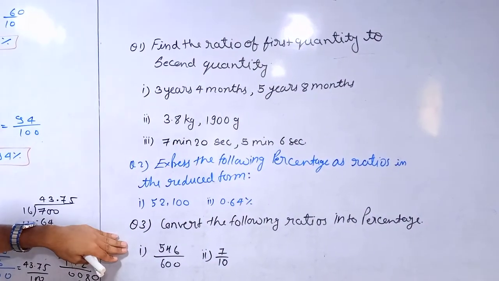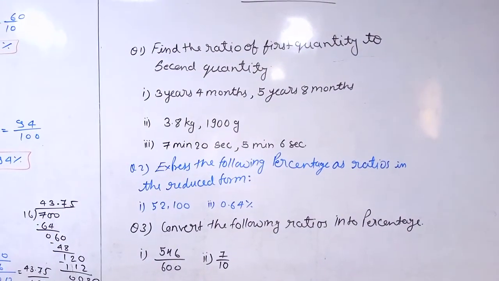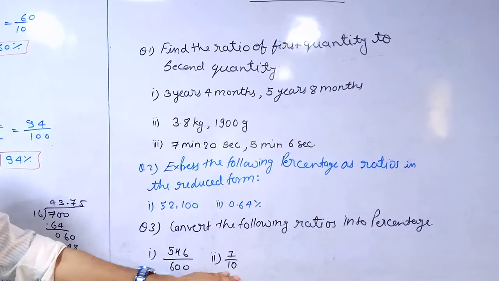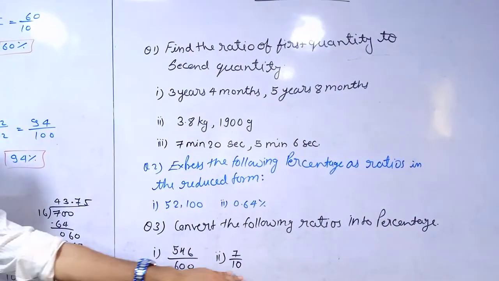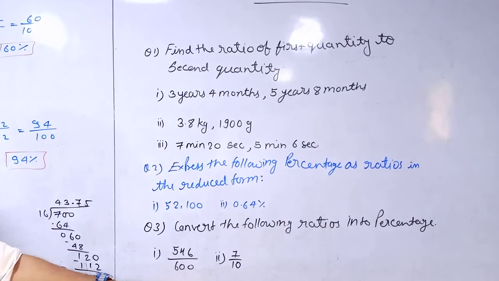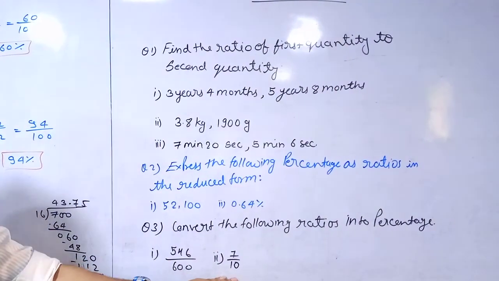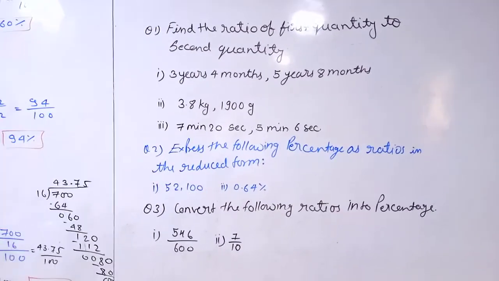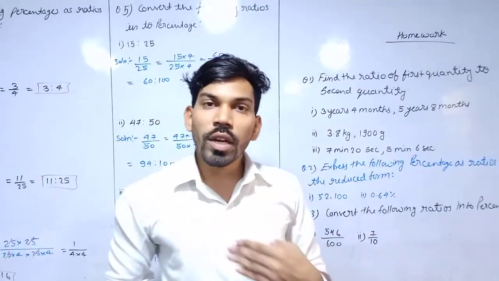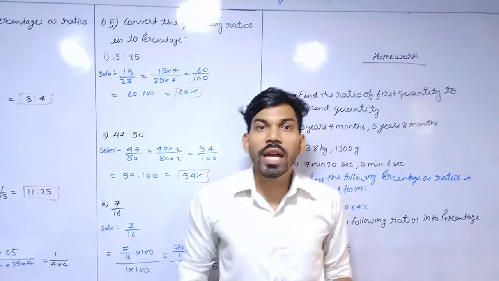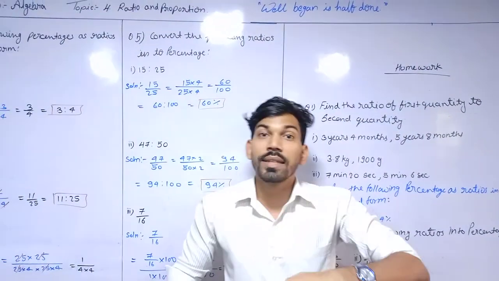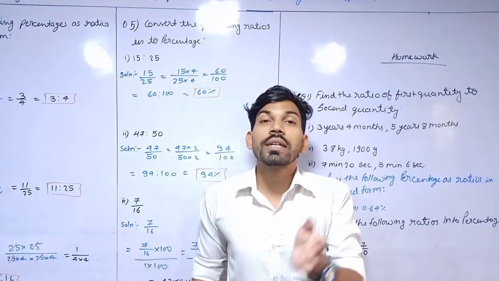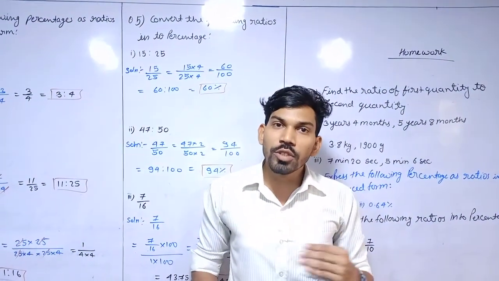The third is to convert the following ratio into the percentage, what we did right now in question number 5. Here we have the denominators 10 and 600, just convert these two into 100. At that time, what we do in the denominator, the same thing we do in the numerator, and we will get the percentage. So this way we learn how to find the reduced form of the ratio and how we can convert the percentage into the reduced form of the ratio, or if we have the ratio, how we can turn it into the percentage. These things today we learn.